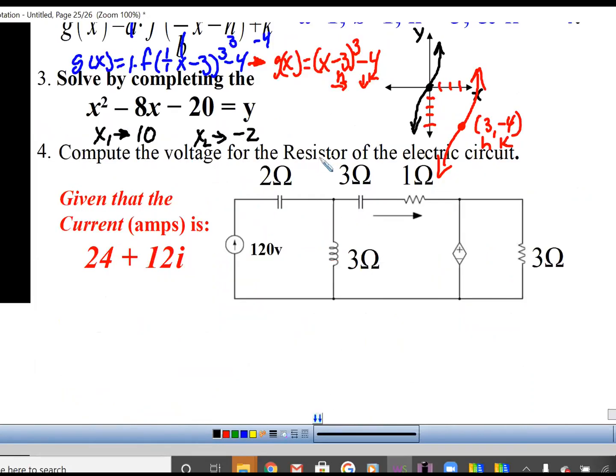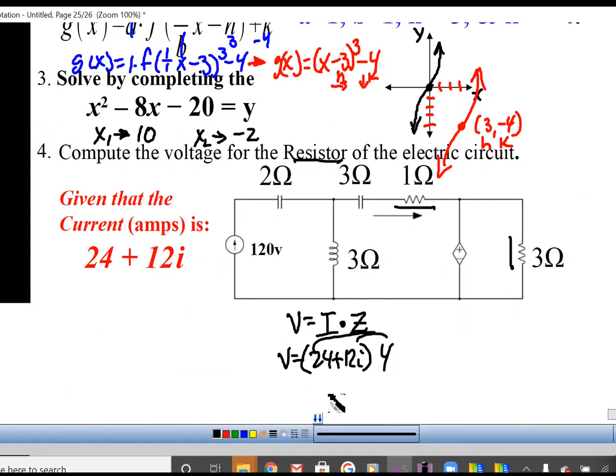And last but not least, it says voltage for the resistor. Formula is V equals capital I for current times Z, which is the impedance. So V equals the current given is 24 plus 12I. The impedance for the resistor, there's 2 resistors here and here, 3 and 1, that's 4, and it's a constant. That's not an imaginary. So if you distribute, the voltage going through the resistors is 96 plus 48I. Hands if you got that. Yeah. All right. Let's move on.